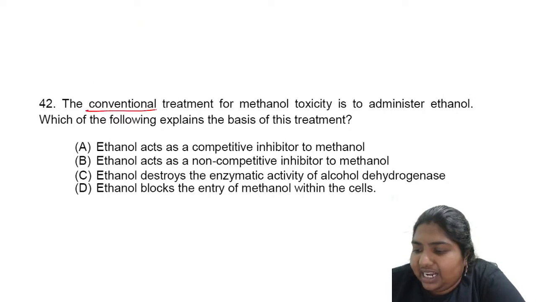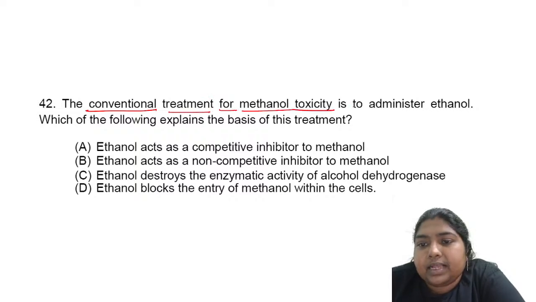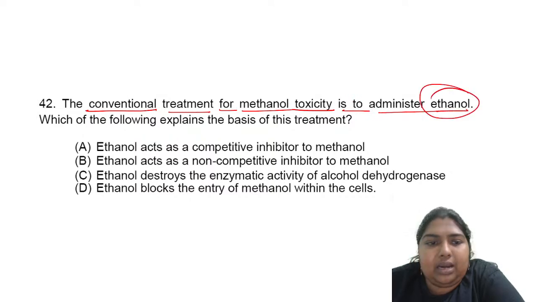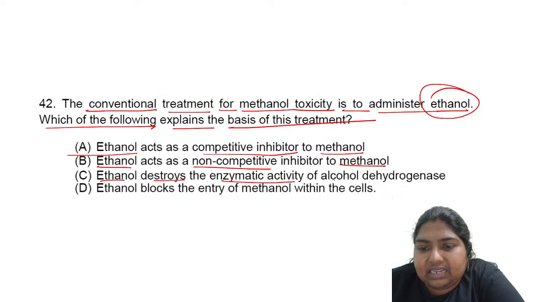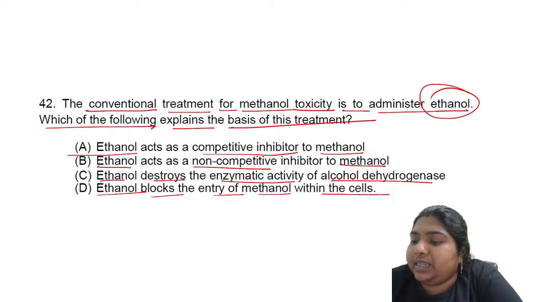Good. Fine. So the conventional treatment for methanol toxicity is to administer ethanol. Which of the following best explains this treatment? Ethanol acts as a competitive inhibitor to methanol. Ethanol acts as a non-competitive inhibitor to methanol. Ethanol destroys the enzymatic activity of alcohol dehydrogenase. Ethanol blocks the entry of methanol within the cells. Which could be the correct answer?